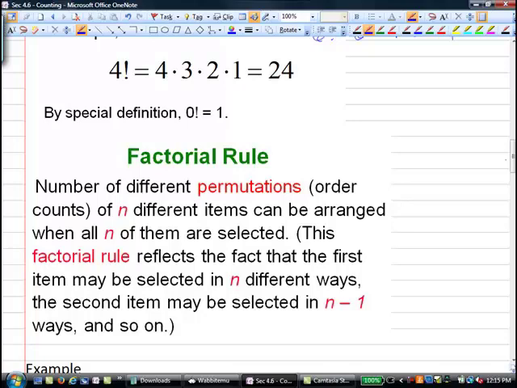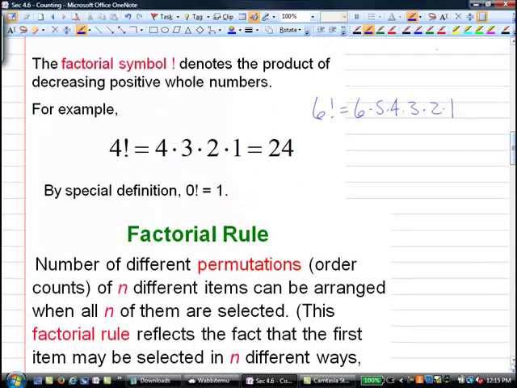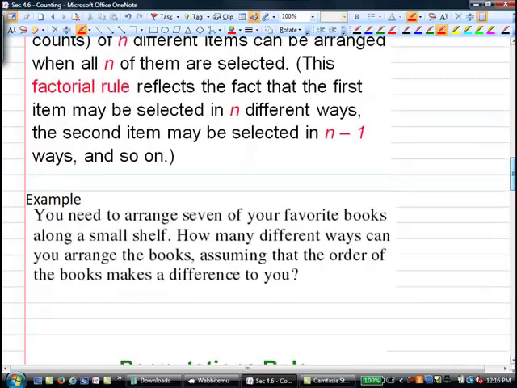This factorial rule reflects the fact that the first item may be selected in n different ways, the second item may be selected in n minus 1 ways, and so on. So if I let n be 6, this is n times 5 is n minus 1, 4 is n minus 2, 3 is n minus 3, 2 is n minus 4, until you get down to 1. You just keep going. Let's look at an example.